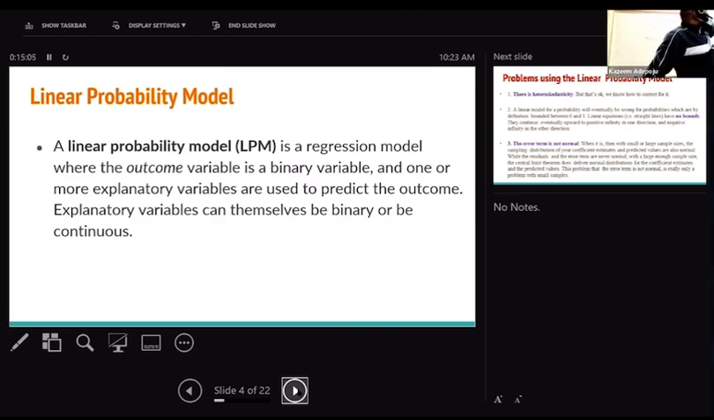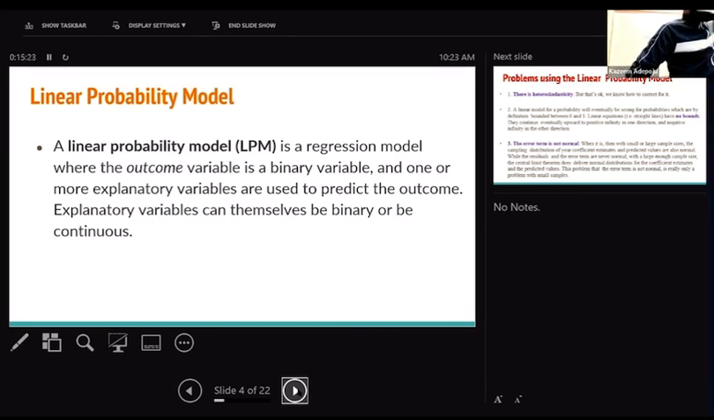Now, by linear probability model, initially we started using, when you use linear regression to model a categorical outcome, we call that a linear probability model.